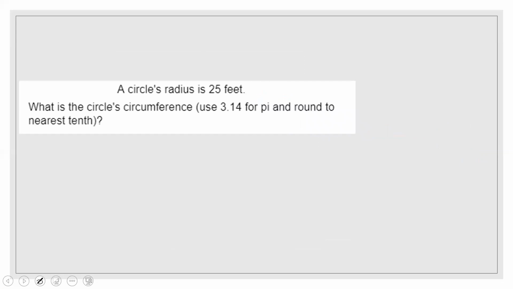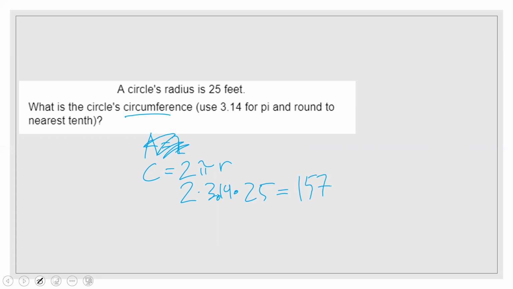A circle's radius is 25 feet. What is the circle's circumference? Okay, so we can just plug that in. Area equals, not area, it said circumference. Circumference equals 2 pi r. So 2 times 3.14 times 25 will give us 157 exactly, and this is going to be in feet.